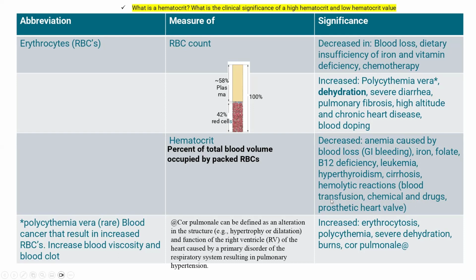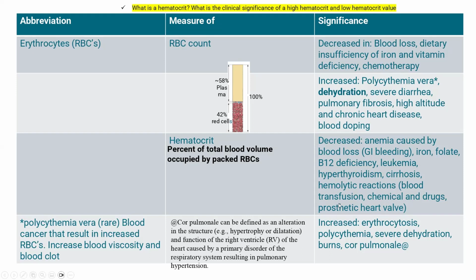Hemolytic reactions, where they transfuse blood to a patient and there is no match. So the patient should not receive this blood group. We have different types of blood. Some people have A, B, AB, O, and so on. Chemical and drugs.